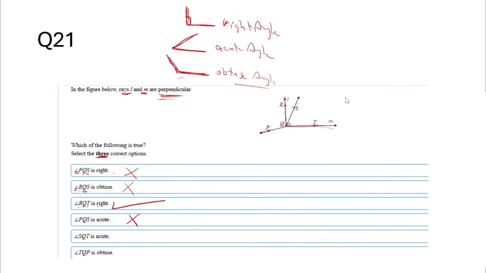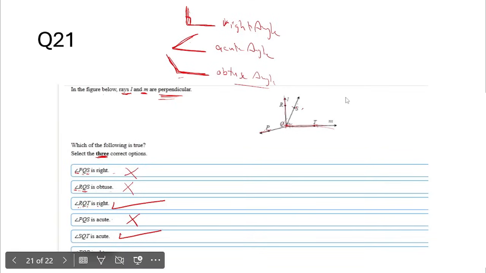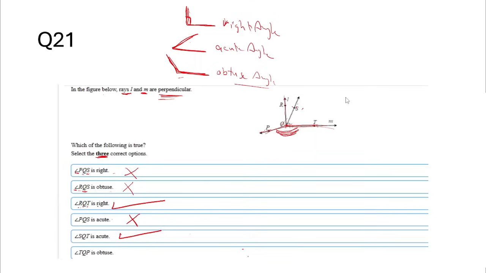Okay, angle SQT. SQT is acute, just like this one. Okay, and since it's asking for three correct answers, that means this is supposed to be right. Okay, so let's see. Angle TQR, TQR, this is the angle. This is an obtuse angle, that means this is the right answer.